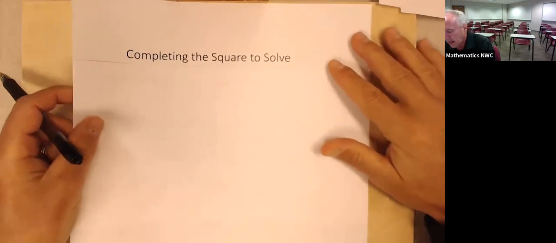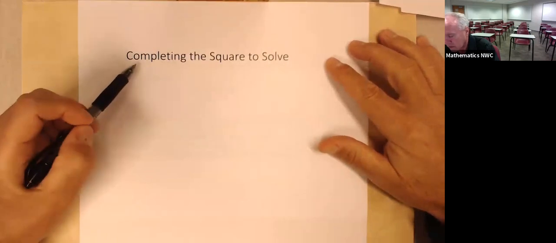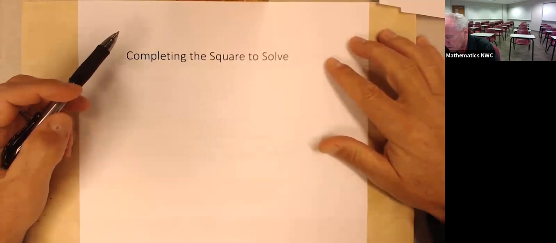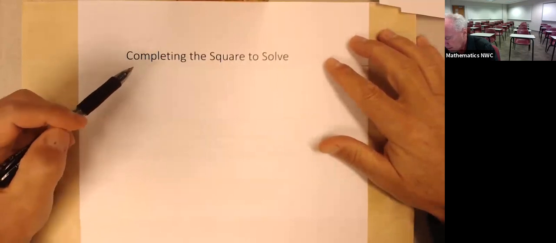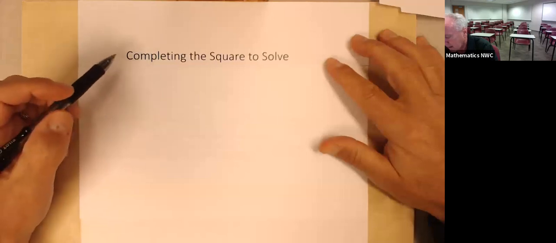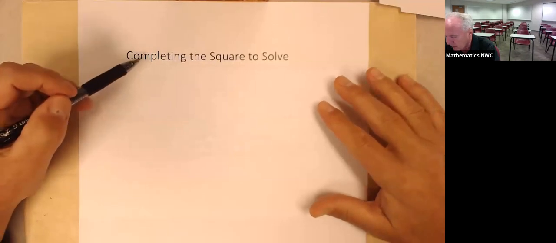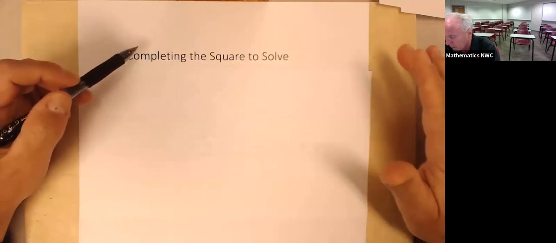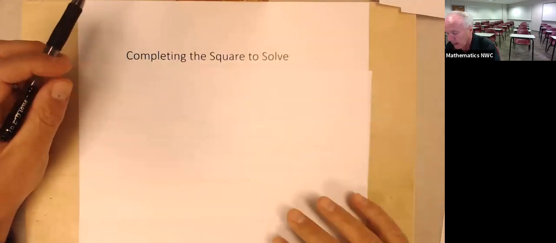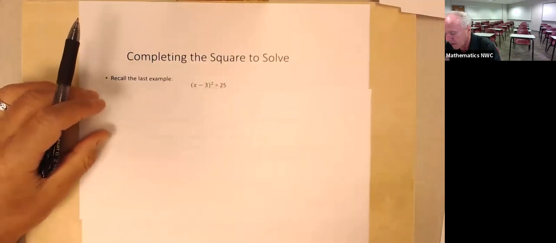Part of our lesson today is using the procedure of completing the square to solve second-degree equations. This procedure, not very common, but it's used an awful lot in higher mathematics. Completing the square is used, for example, when we're looking at parabolas, hyperbolas, and a lot of other conic sections. The last example we used was this one.